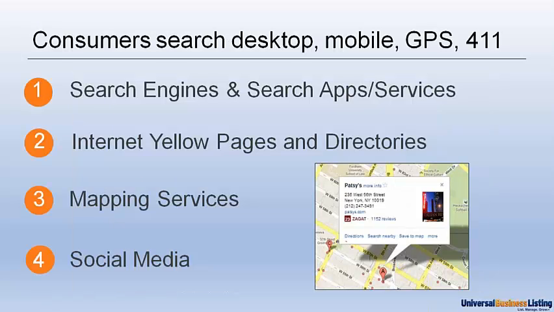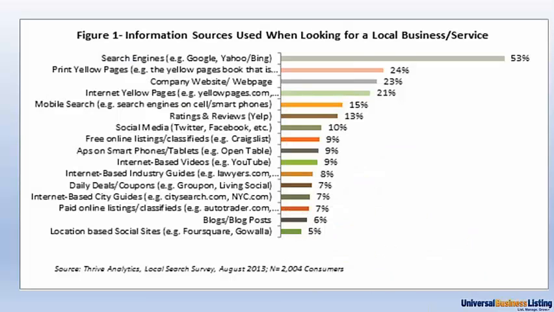So, as we know, consumers are searching on their desktop, on mobile, on GPS navigation devices in their cars, and still using 411. But this is also growing as users are using tablets increasingly, and even Google Glasses. So the devices themselves are also becoming more numerous. And of course, where are they looking? They're looking on search engines, looking on applications on their tablets. They're looking at Internet Yellow Pages and directories. There are many mapping services where they're looking. And now social media is becoming an increasing driver of business data for these kinds of local search results.